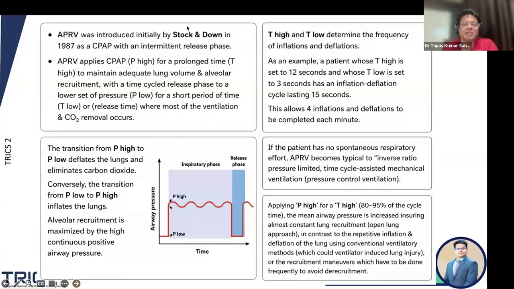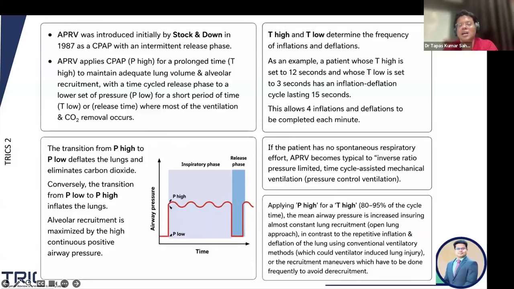Now, there are certain important things about this APRV mode. It was introduced by Stock and Downs in 1987. It is a relatively newer mode of ventilation, and with this P high and T high, P low and T low, you need to remember where oxygenation or recruitment happens, and where carbon dioxide removal or ventilation happens. Then you also need to remember how you transition from P high to P low. This is the inspiratory phase, this is the release phase. There is no such thing as an expiratory phase. In the release phase only you will get the ventilation.